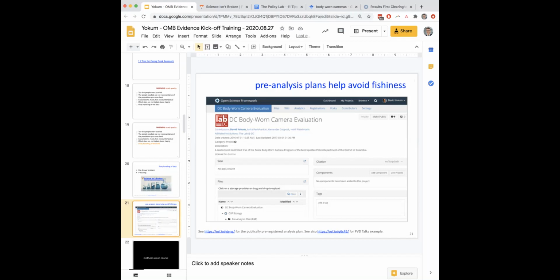I've linked here, if you want to look at it after the fact, an example of a pre-analysis plan for that body-worn camera study that I alluded to, as well as another one that we've been doing here in Providence and some other places. And it's a way of trying to bring together people who are going to care about that study to reach agreement on the methods that are going to be used before everyone knows what output happens as a function of those methods. So it's a way to help avoid some of the fishiness.